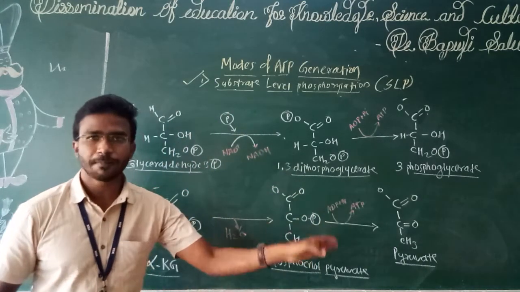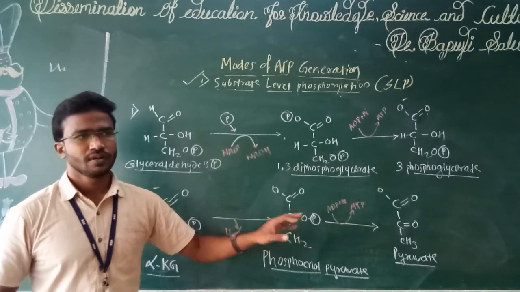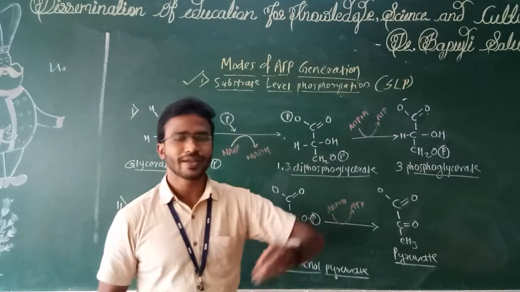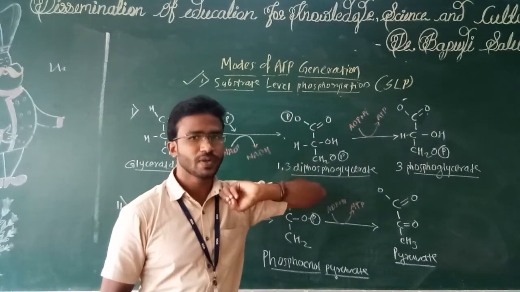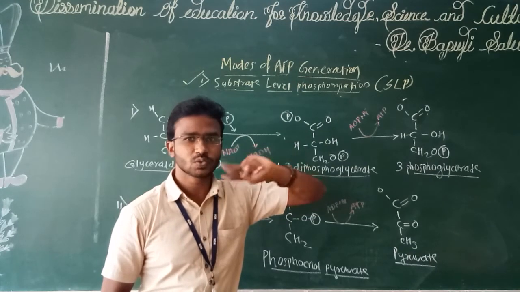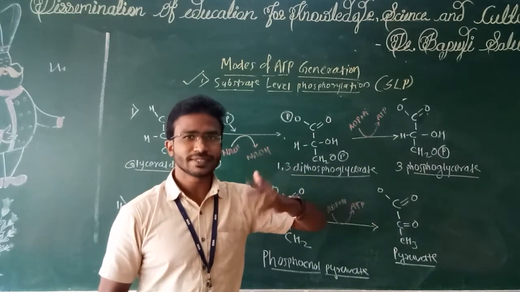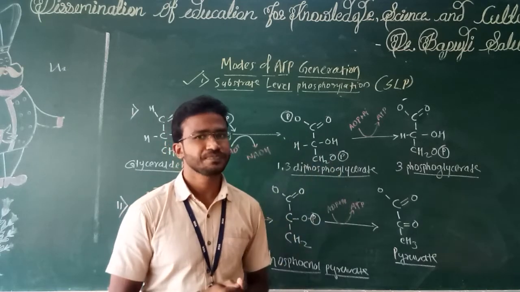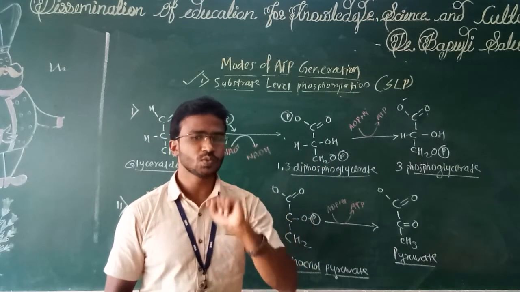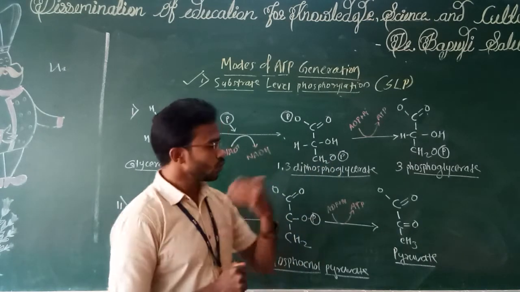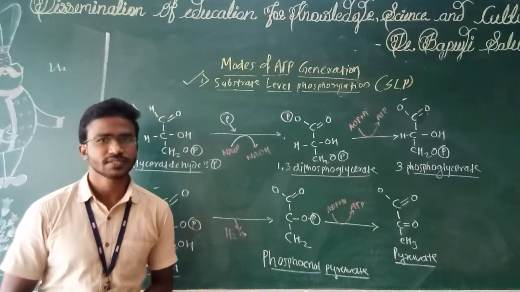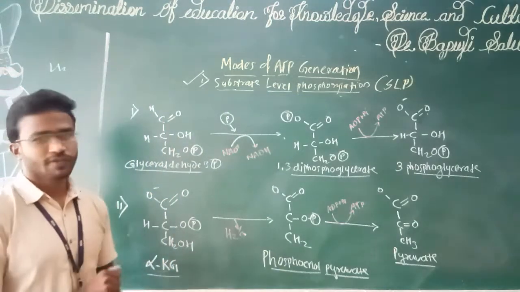There are many examples of substrate level phosphorylation. Some examples we have already discussed in the EMP pathway. There are two reactions where ATP is synthesized by substrate level phosphorylation. In the TCA cycle there is one reaction. So let's see the examples of substrate level phosphorylation.